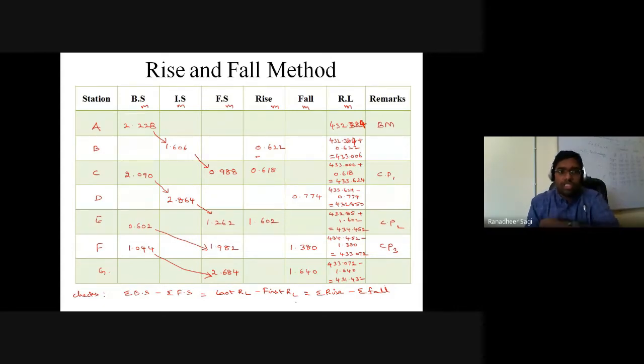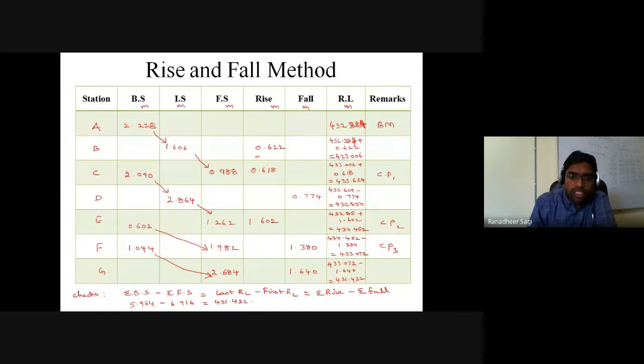If you want to check it, you can substitute the summation of all your backside data that you have got. That's nothing but 2.228 plus 2.090 plus 0.602 plus 1.044. The summation of all the backside data is 5 point something, and the summation of your foresight data is 6.916.